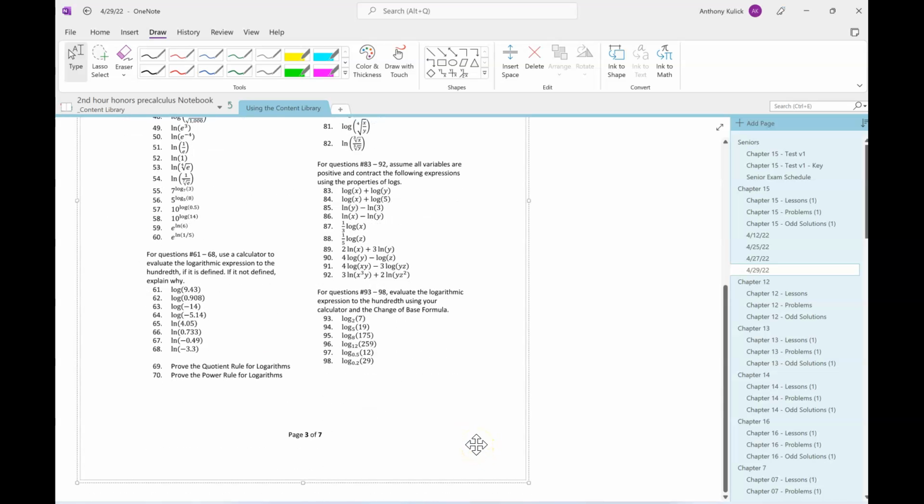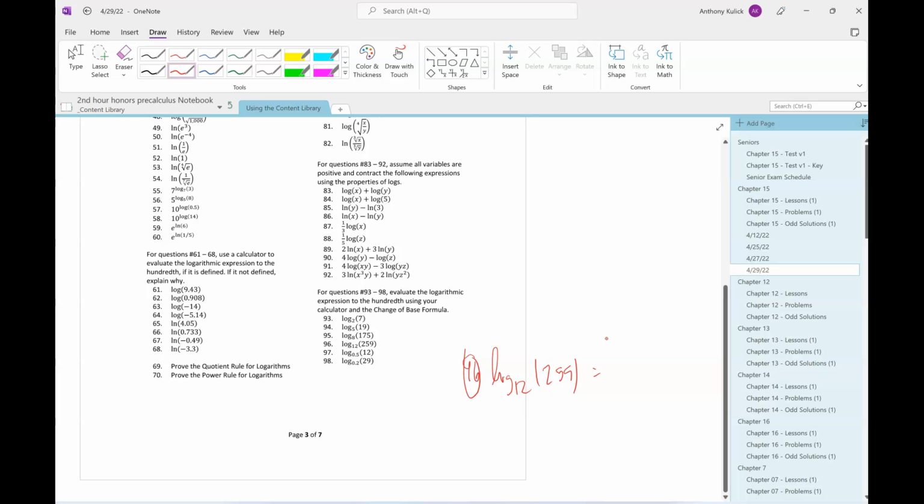So 96 says, evaluate the logarithm or logarithmic expression to the nearest hundredth using your calculator and the change of base formula. So for doing 96, log base 12 of 259. If I use the change of base formula, I can rewrite this as the quotient of 2 logs with any base.